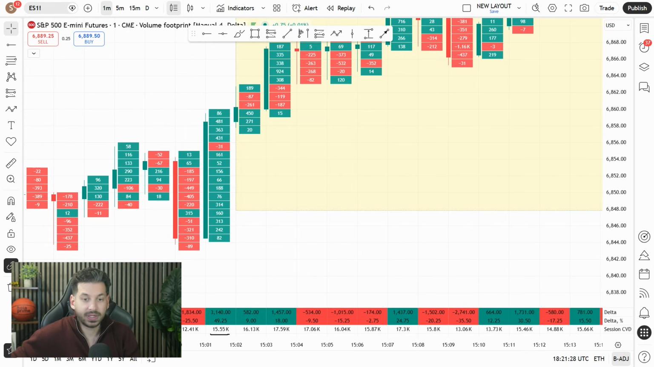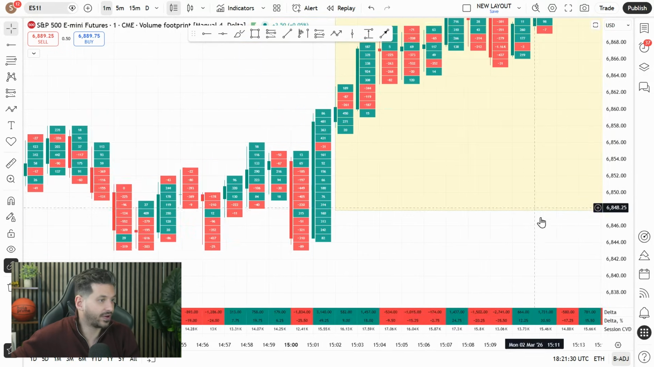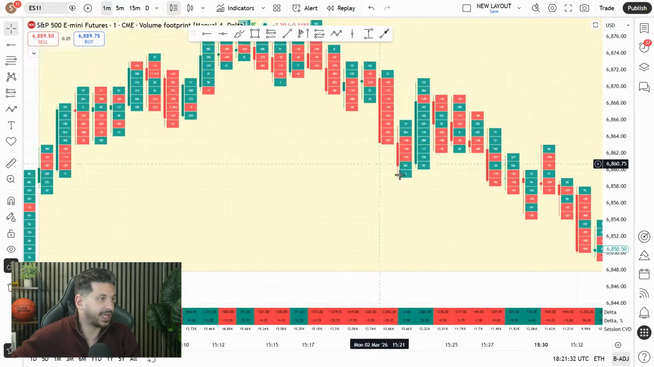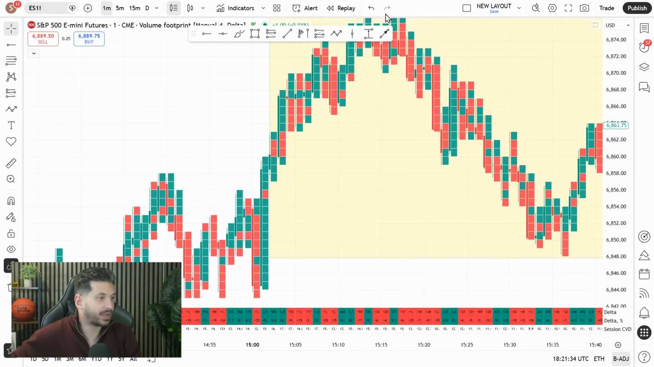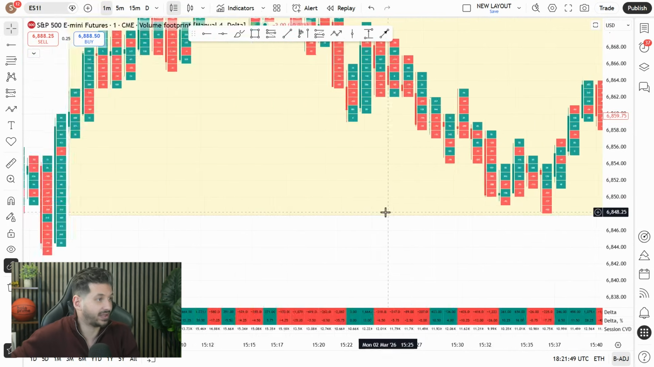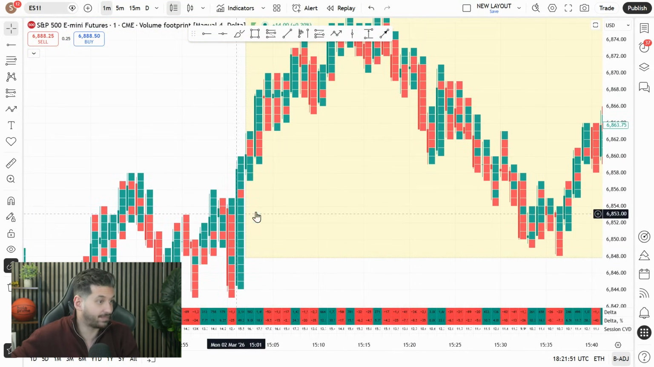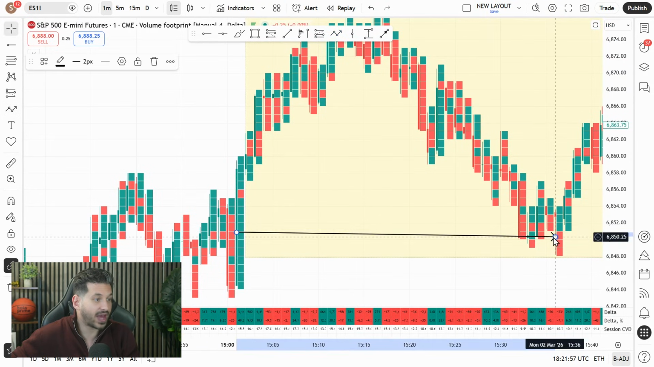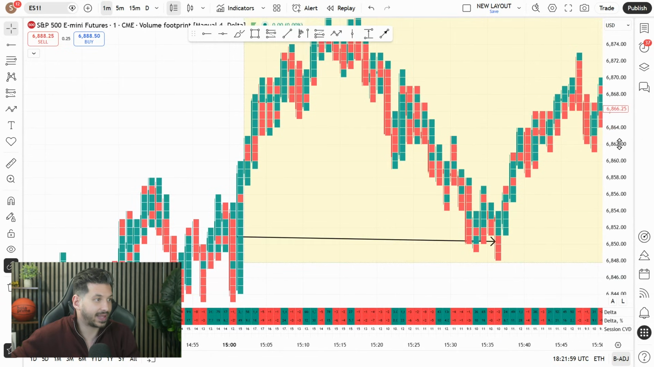Now, let's move over to one rotation in the range. So we moved up and then we moved back down. Let's look at the session CVD in this area here. Now it's dropped down to 10,750. So that means 5,000 extra sellers have come in from this point to this point. From here to here, there were 5,000 extra sellers that came into the market.